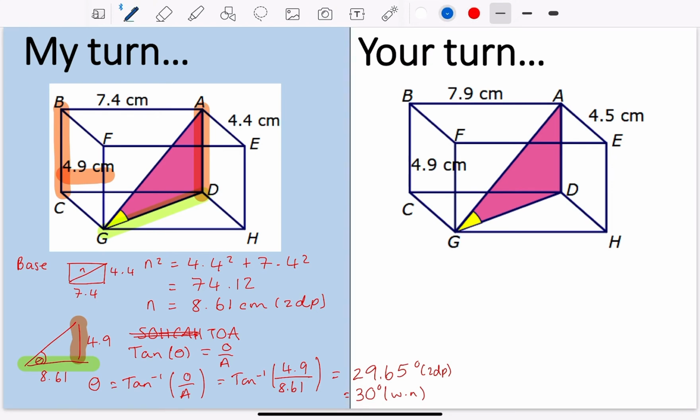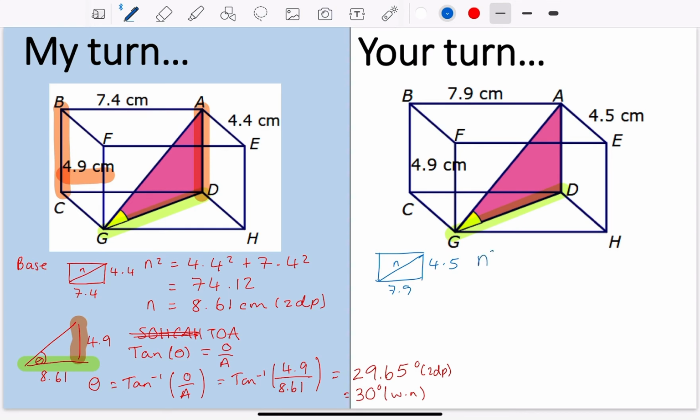Your turn. So once again, we're going to start by considering that base, because we're first of all going to look for that length GD. So once again, I end up with a rectangle, and this time its dimensions are 4.5 and 7.9. I'm going to go about using Pythagoras. Again, I'm going to label this diagonal n just to ease my notation.